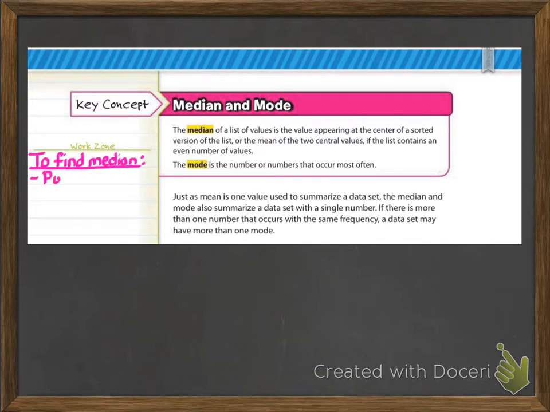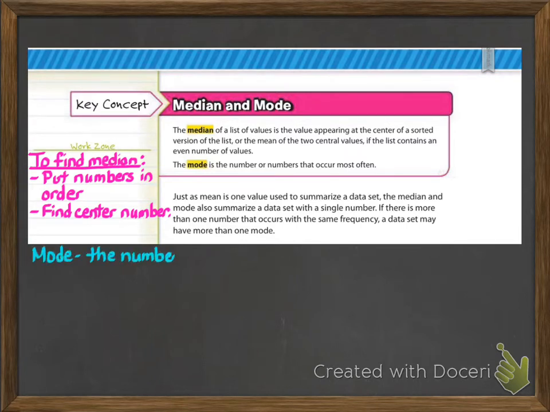In order to find the median, we're going to write this note over here in the work zone of your area. You're going to put the numbers in order, and then you're going to find the center number. Remember, I already mentioned that if you happen to have two numbers in the middle, once you put them in order, you have to find their mean, which means you add up those two numbers and then divide by 2.